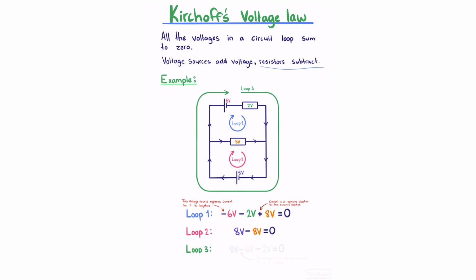For our final loop 3, we're going to start at our bottom 8 volts, and moving around clockwise, we reach our voltage source, which is once again opposing the current, so it's negative. Continuing on, we reach our 2 volt resistor, which because it is a resistor subtracts our 2 volts, meaning that our 8 volts minus 6 volts minus 2 volts must equal 0, and the arithmetic seems to work out.